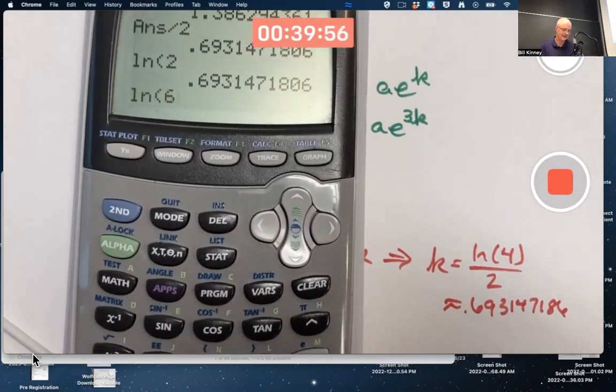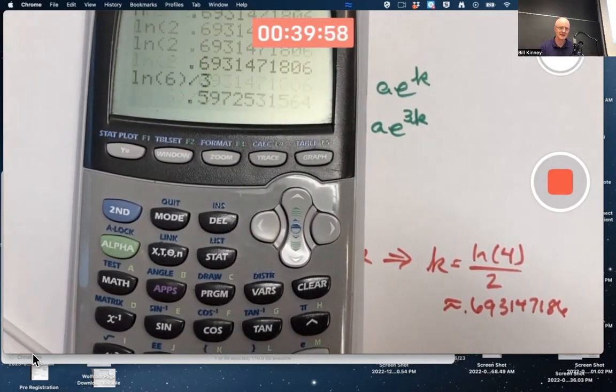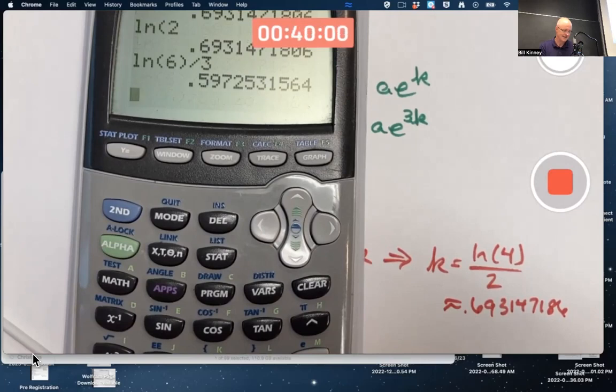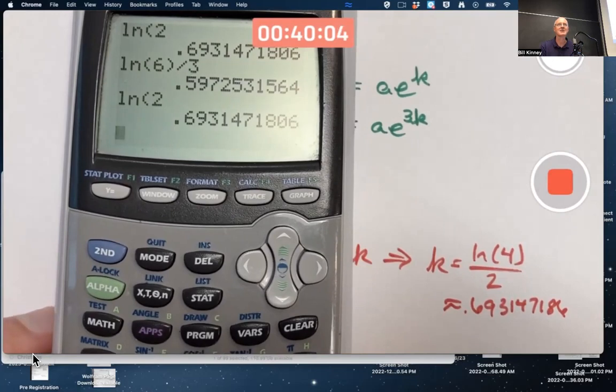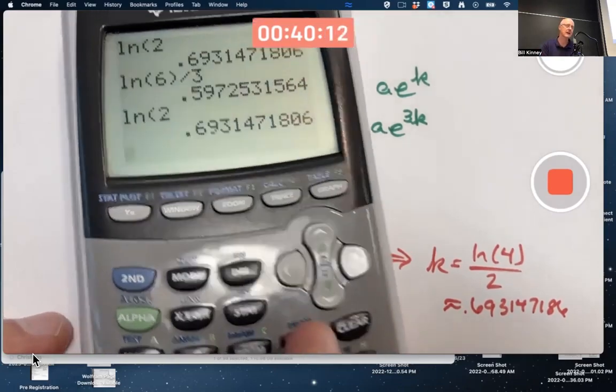ln of 6 divided by 3 is not the same as ln of 2, if that's what you're asking. So we'll talk about it more. Hang on. Probably we'll save that for maybe a little bit on Friday, or else next Wednesday. Next Monday's Labor Day.